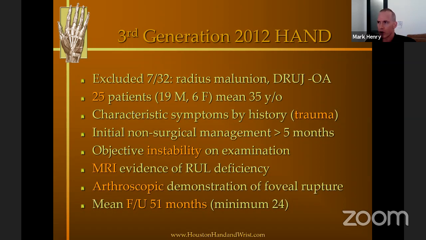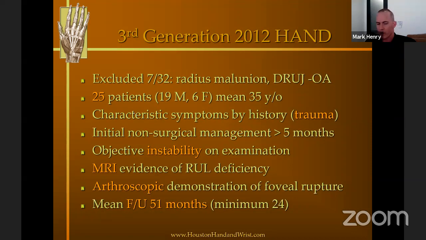This is our study that was published in 2012. It had mostly male patients. We excluded bony pathologies. They'd had extensive pre-surgical workup. They're all very unstable on exam, comparative, contralateral, in all three positions, supination, pronation, and neutral, comparing both amplitude and endpoint back and forth between the two sides, standard for physical examination. MRIs did support a complete rupture through the fovea.